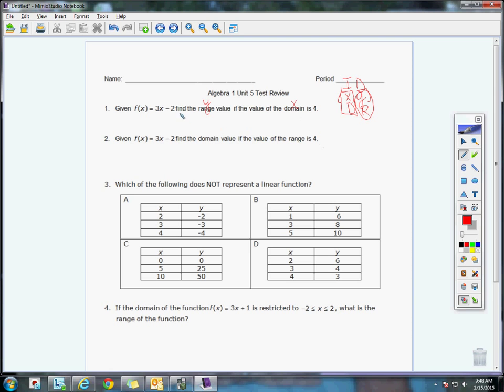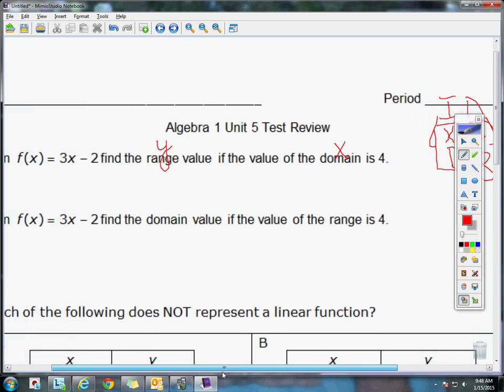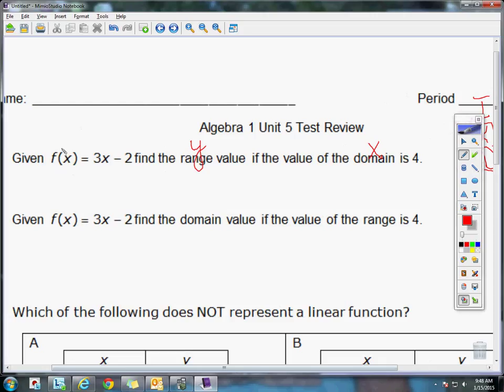So it says that we need to figure out what my range value is. And you may see that I have a y written down, but there's not a y in the problem. Well, if you remember, f of x is the same thing as y. So we have y equals 3x minus 2. We know x is 4, so all we're going to do is plug that in. Everywhere I see an x, we're just going to plug in 4. 3 times 4 is 12. 12 minus 2 is just 10.